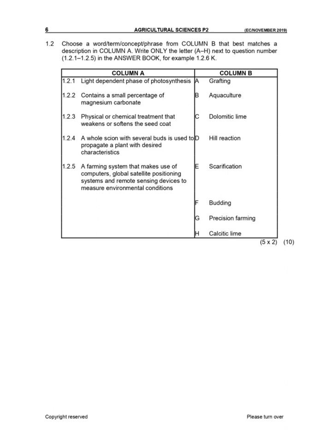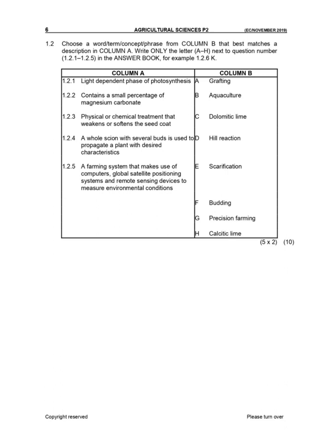So what weakens or softens the seed coat? A whole scion with several buds is used to propagate a plant with desired characteristics. What is that? I'm going to give this one to you, but I'm going to give you a few seconds to think about it. 3, 2, 1. So I'm sure you have touched on this and you have given the correct answer. That is grafting.